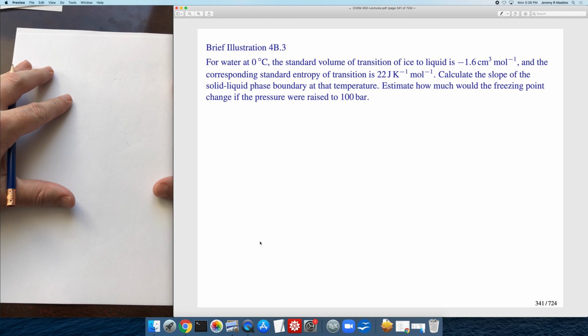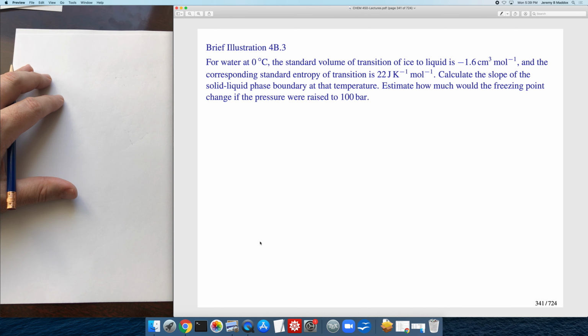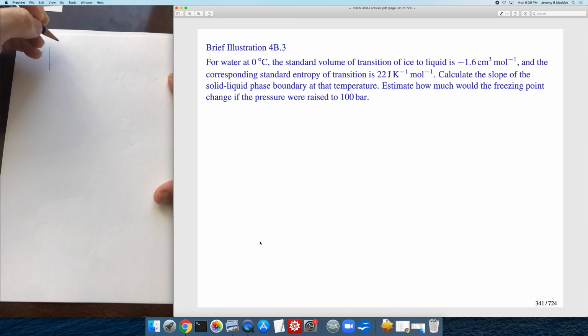So in this problem, we've got water, and we're thinking about its transition between ice and liquid water. We're told that the change in the molar volume is minus 1.6 milliliters per mole when you go from ice to liquid water. And then we're also given the delta S for this transition. So they want us to calculate the slope of the solid-liquid phase boundary. When you're looking at the phase diagram for water, it's going to do something a little bit like this. They want us to calculate this slope.